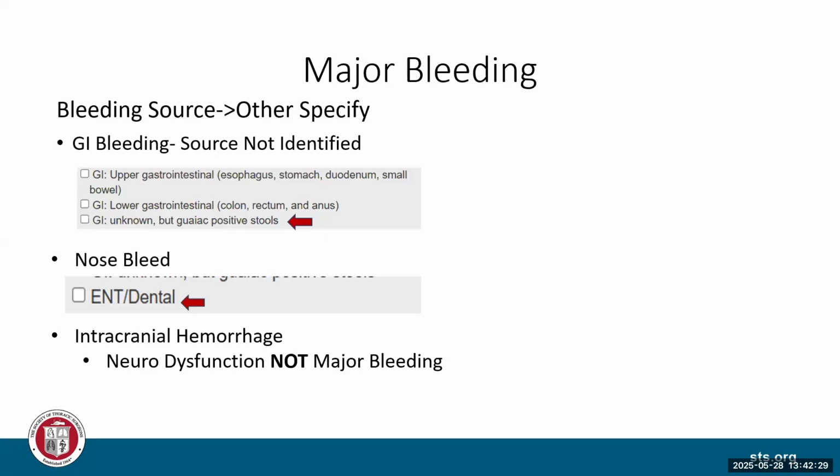And then also there was a pretty good sized number of intracranial hemorrhages. So I did want to just remind everybody that any kind of brain bleeds, hemorrhages, those fall under neurodysfunction for Intermacs purposes. It's not considered major bleeding. That would include your subarachnoid hemorrhages. All of that will fall under neurodysfunction, not bleeding. So just a reminder on those.